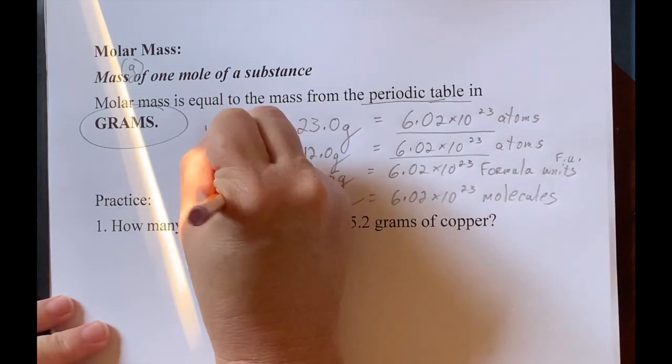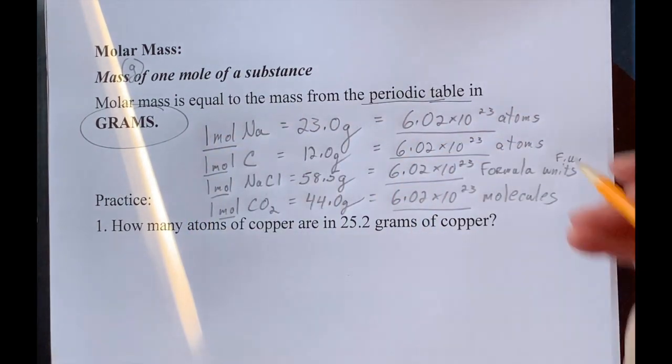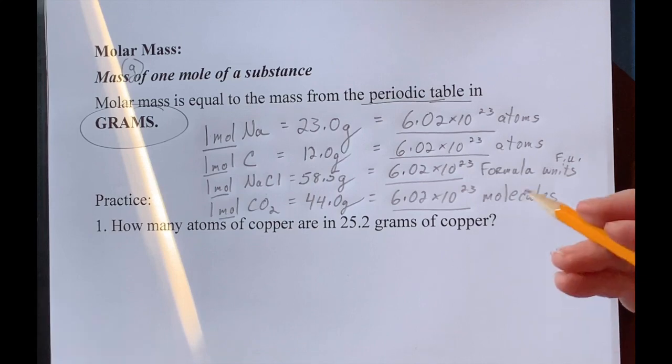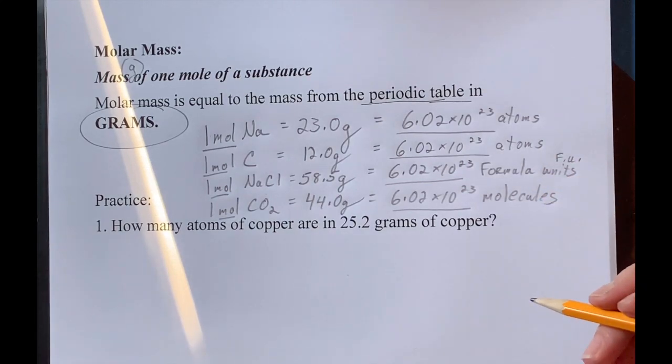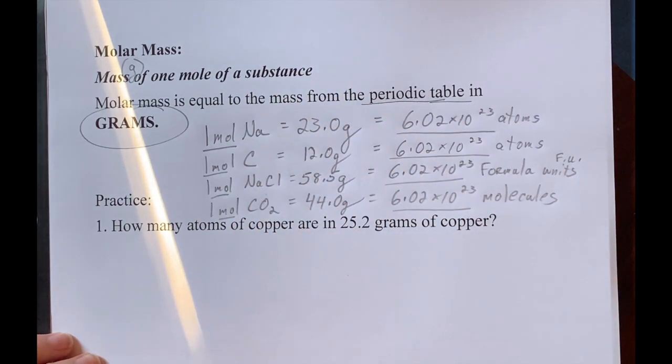Okay, so if you notice, every time we have 1 mole, it is the same number of things. The type of things can certainly change. You can talk about atoms, ions, formula units, or molecules. What will change, however, is the actual mass in grams. All right, so let's go ahead and see how this looks in a problem.